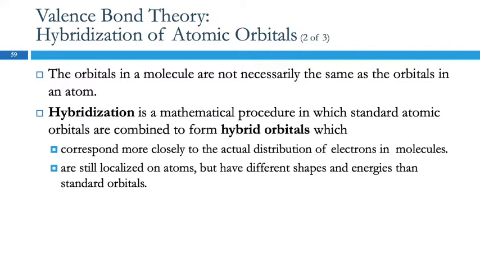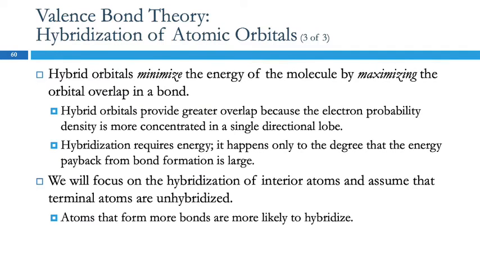So why do orbitals in a molecule have to be the same as those in an atom? They don't. So we're going to look at hybridized orbitals. This is a mathematical procedure. You're taking these two orbitals and averaging them together, sort of. Very complicated math that we're not going to go into. These things are still localized on atoms, but they're going to have different shapes and energies than before.